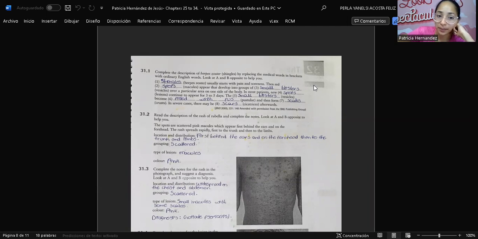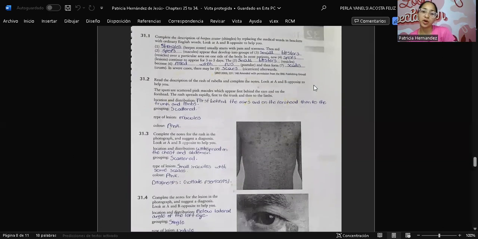Then red spots, macules, appear that develop into groups of small blisters, vesicles, over a particular area on one side of the body. In most patients, new spots, lesions, continue to appear for 3 to 5 days. The small blisters, vesicles, become filled with pus, pustular, and then form scabs, crusts. In severe cases, there may be scars, cicatrices, afterwards.